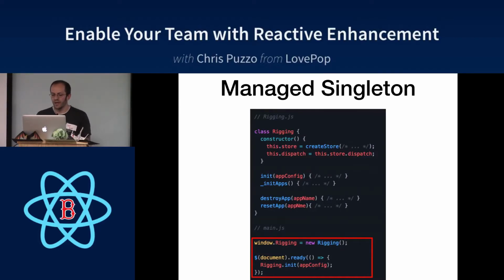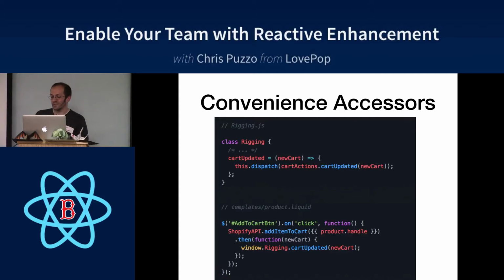And then in our root.js file, we just create a new instance of it and scope it to the window. Because this is still on Shopify, jQuery is already there, so we're just using it here to initialize it with that app config when the page is ready to go. And the thing that's kind of cool here is that because we stuck that on the window, we now get these really convenient accessors to be able to event into the React and rigging tier from outside it.